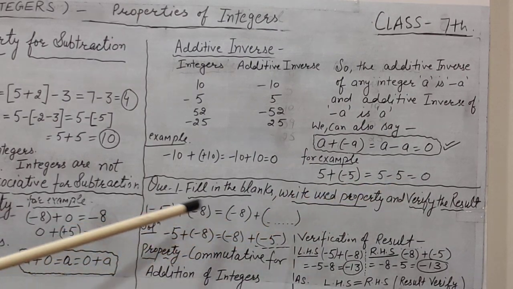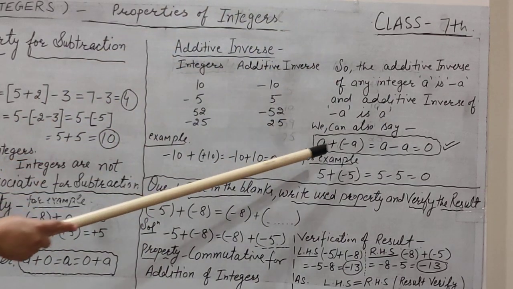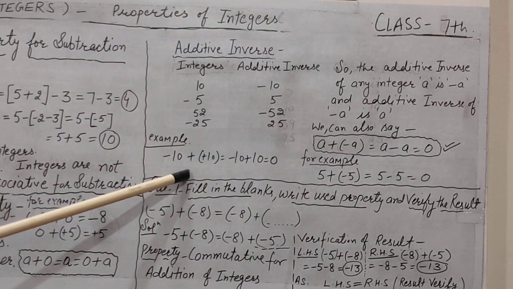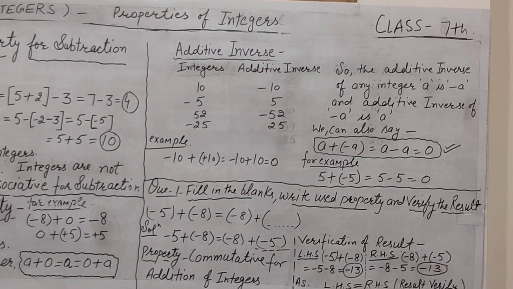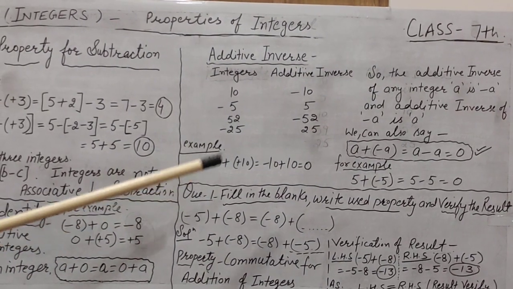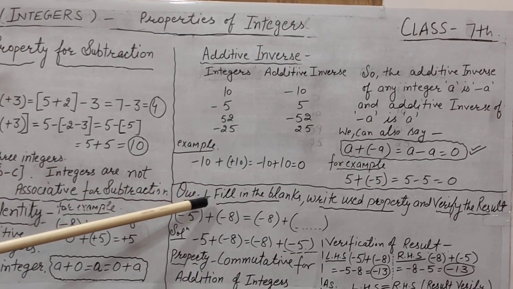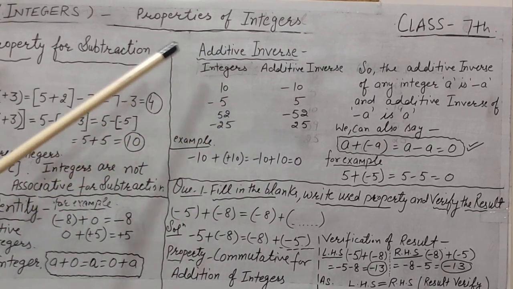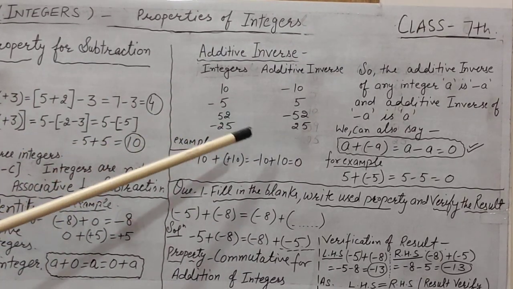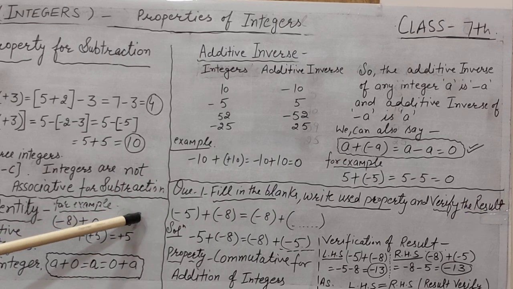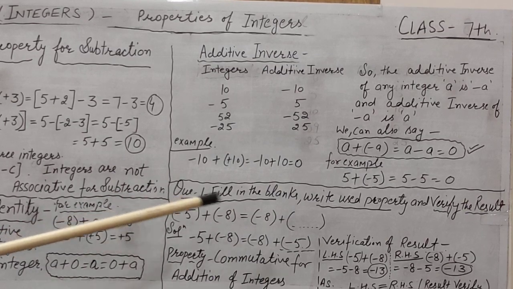0. So you must always remember the meaning of the additive inverse and the additive identity. Understand? Now let us take one question to understand these properties, and how we use these properties to solve the question.